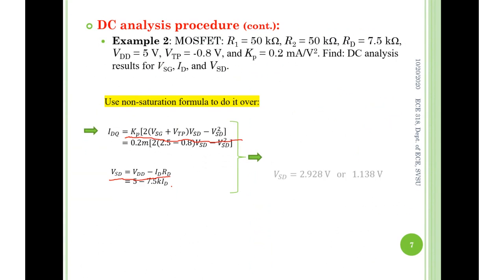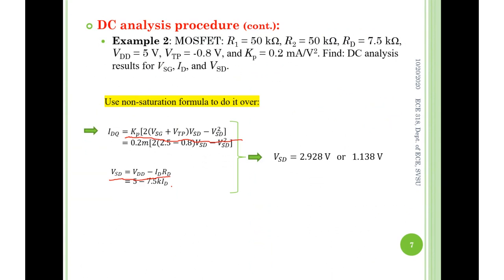You are able to come up with, as I said, two sets of solutions, two sets of VSD, VSG, and ID. Here, the first thing we found is the VSD value. Of course, two, from the quadratic equation. So which one is right? Which one is wrong?